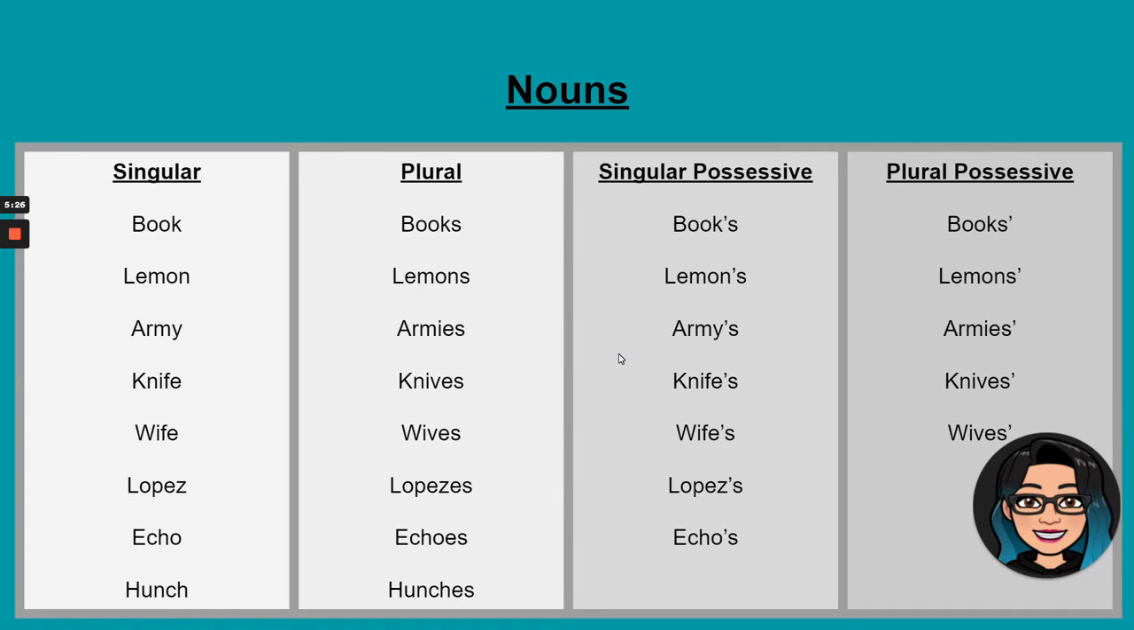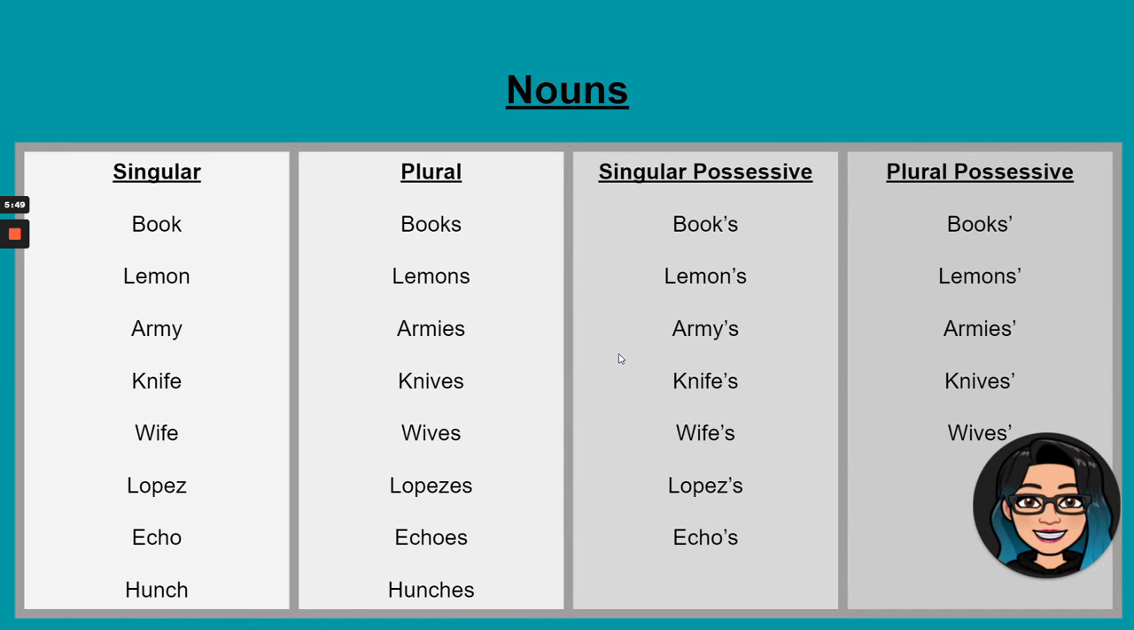Okay, lemon. It's the same thing with books. The singular is lemon, just the word. The plural, you just add an S, so lemons. Singular possessive is lemon's with an apostrophe S, and the plural possessive is lemons with an apostrophe after the S. So now here's where things start to get different.